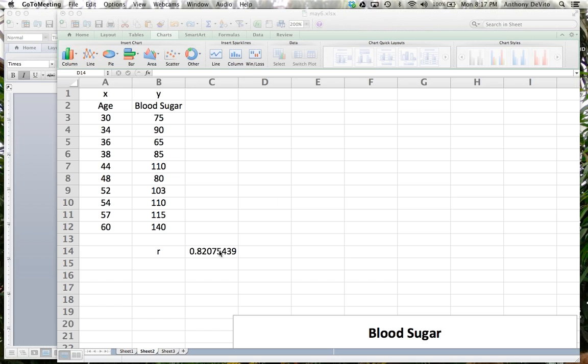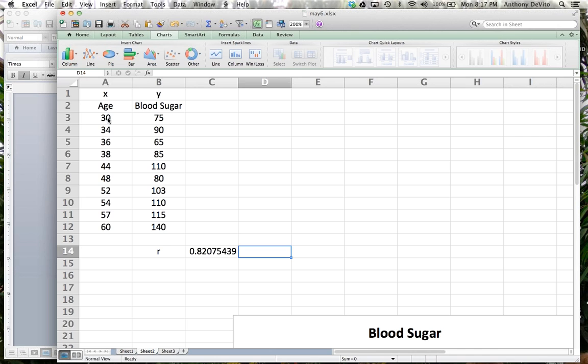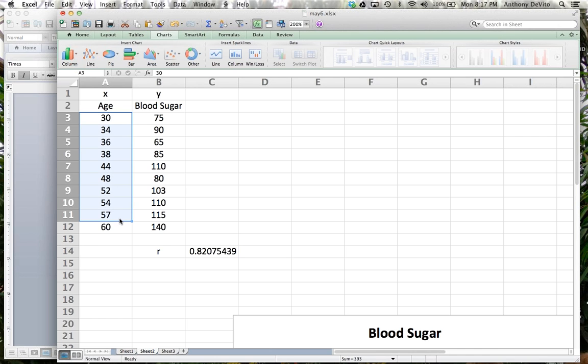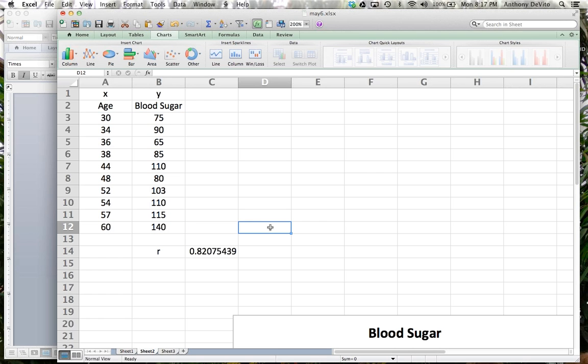Right? It's positively correlated. In other words, as one value goes up, the other value also goes up. Had it been a negative 0.82, then that would have told us it's a very strong correlation, but it's an inverse correlation. As one thing went up, the other went down. Right? Now, this is a situation where it's reasonable to assume that there is some causality between age and blood sugar. That's not always the case when you're dealing with correlation.